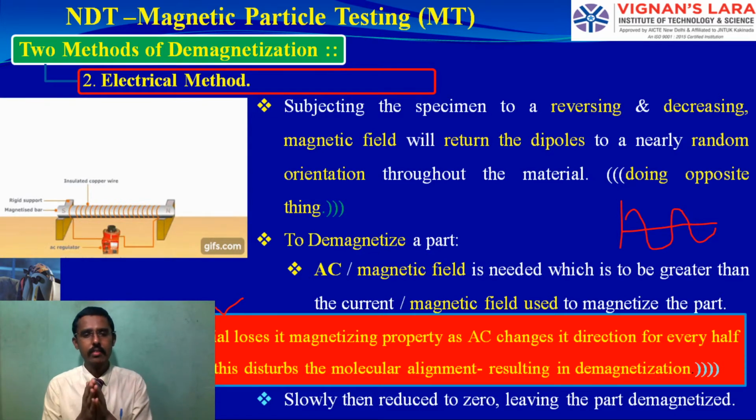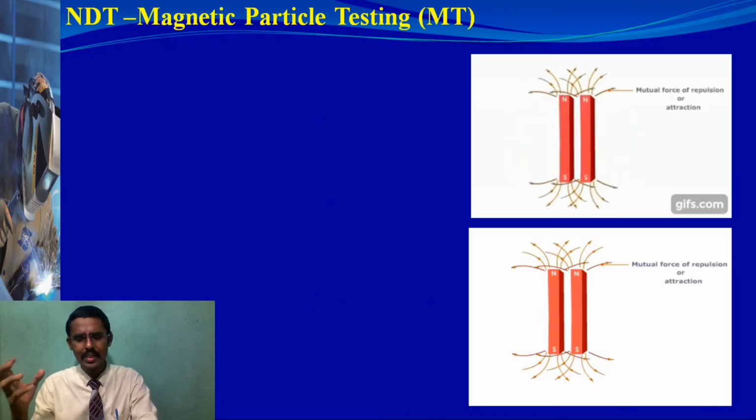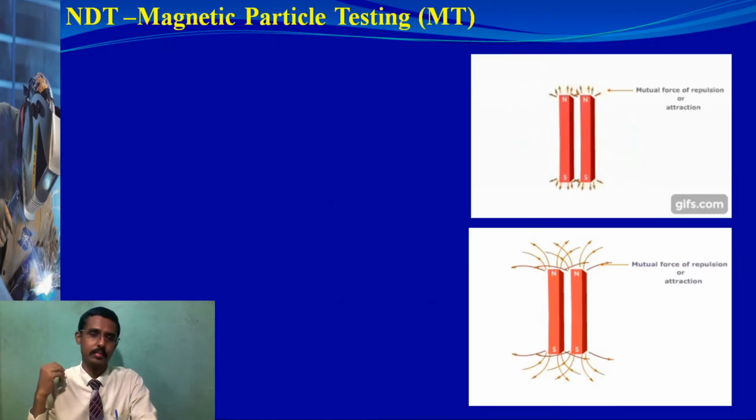And after demagnetization, the supplied current, what you have to do? Slowly reduce it to zero. Then it leaves the part in the demagnetized condition. So it is also a good method and also easier. Some other methods are there in general.